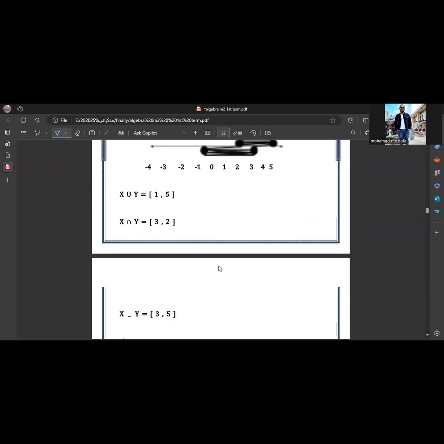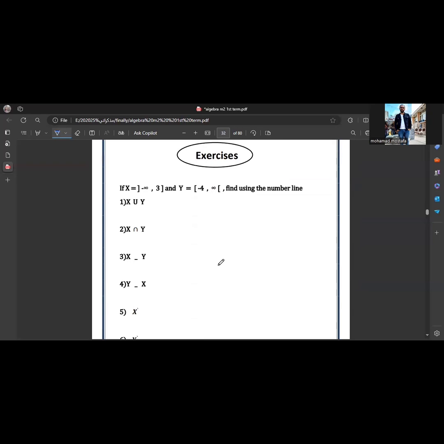Let's take a question. He gives me this one. If x, the interval x, equals from negative infinity to 3 closed. Infinity must be opened because we don't have an end to numbers. And y from negative 4 to positive infinity.